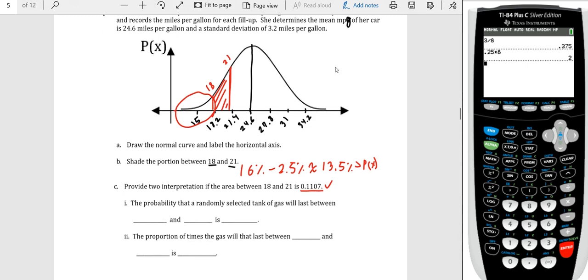Now, if I analyze this as both a probability and a proportion, remember as a probability, that means we're going to be doing this as a percentage. The probability that a randomly selected tank of gas will last between 18 and 21 miles per gallon is, in this case, 11.07%. And as a proportion of times the gas will last between 18 and 21 miles per gallon is 0.1107. So a couple different ways of interpreting that.